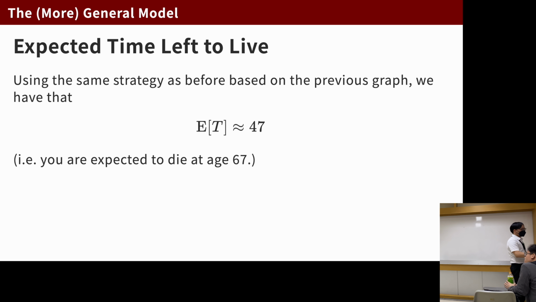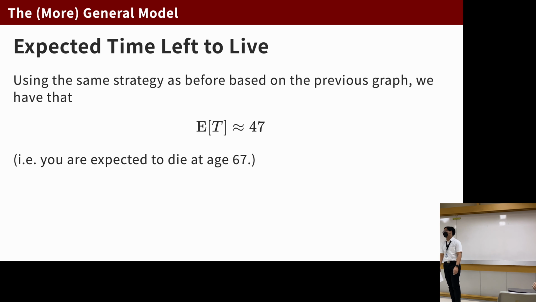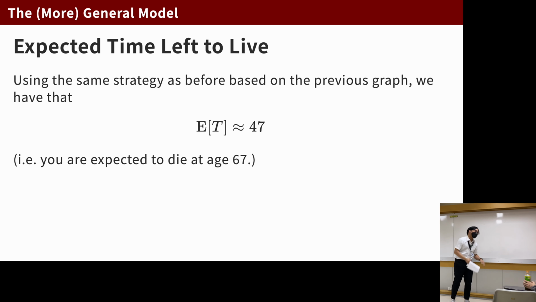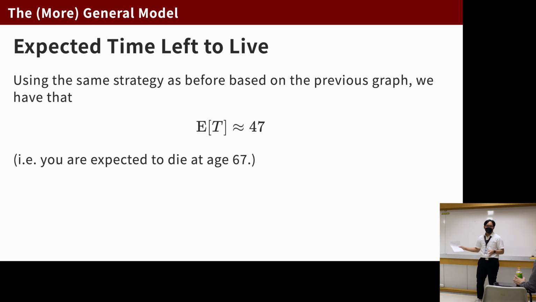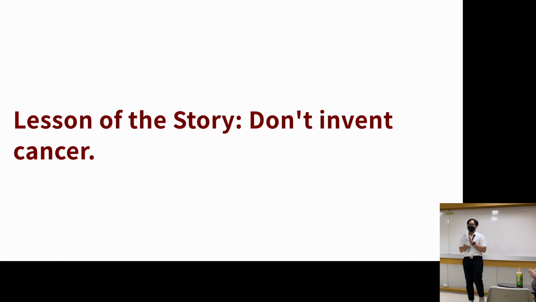And the last thing is expected time left to live. So when we're considering cancer, we're expected to live until age 67. I'm not sure if that's a good thing or not, but the lesson of the day is that you should not invent cancer. And that concludes my presentation for real this time. Thank you.